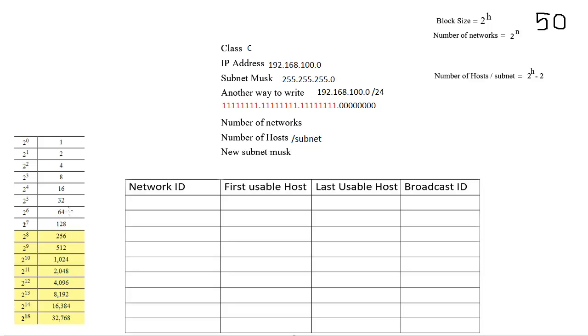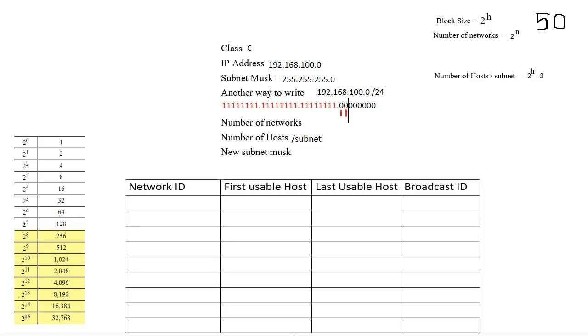From this 64, one will be used for network ID and one will be used for broadcast. So we will get 62 usable hosts. 1, 2, 3, 4, 5, 6. So I draw a line here. Now these 6 bits will be used for hosts, but these 2 bits we give to the network. So I change them into ones because now they are not used for hosts, they are used for network.